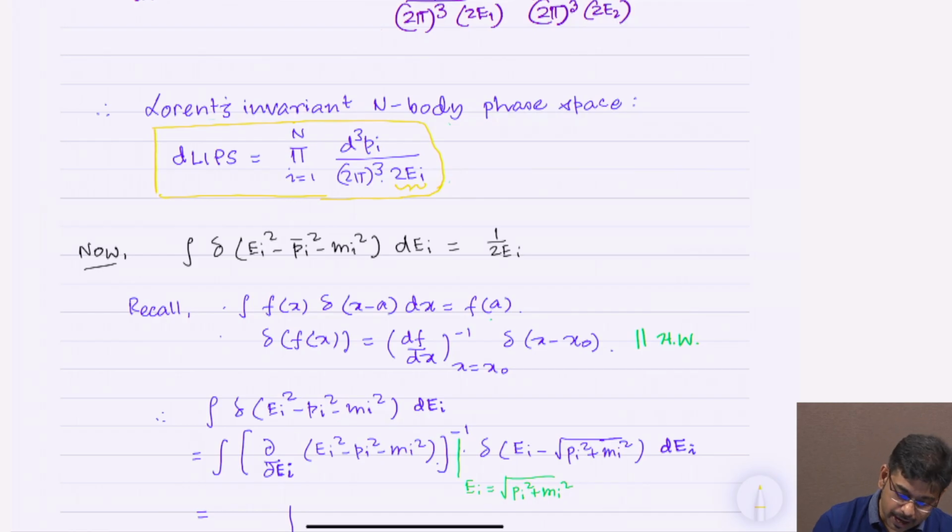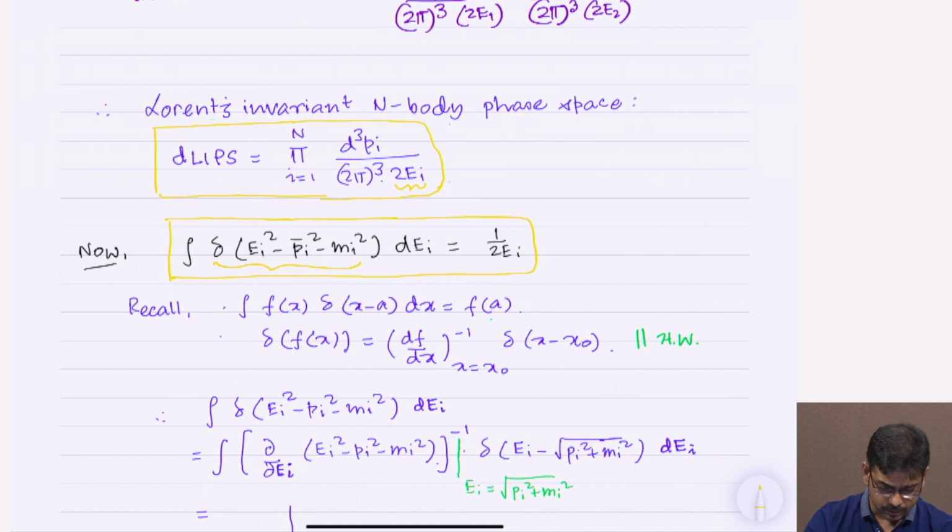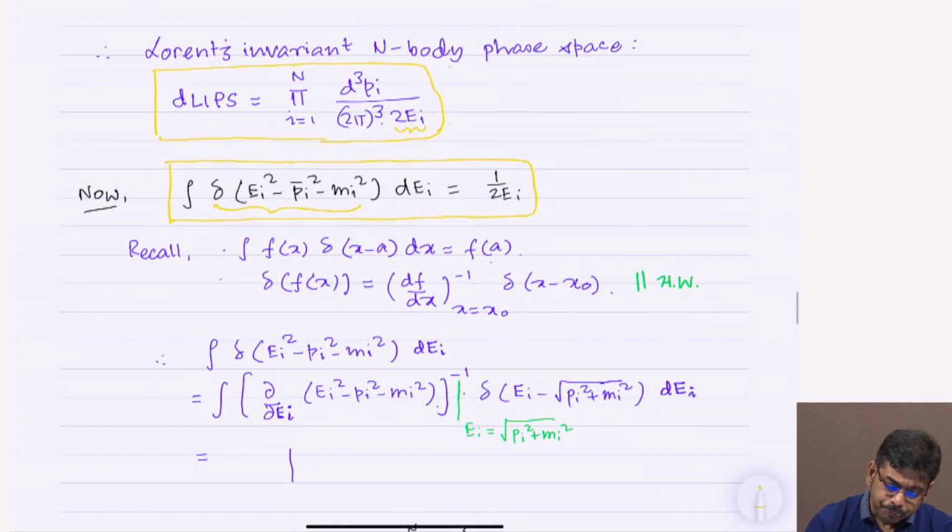And this is because 1 by 2 Ei is nothing but the integral of a delta function which looks like Ei square minus Pi square minus Mi square, integrated over dEi. So, once again let me make this statement: the integral of the delta function of Ei square minus Pi square minus Mi square integrated over dEi is nothing but 1 by 2 Ei. Now, how does it come?